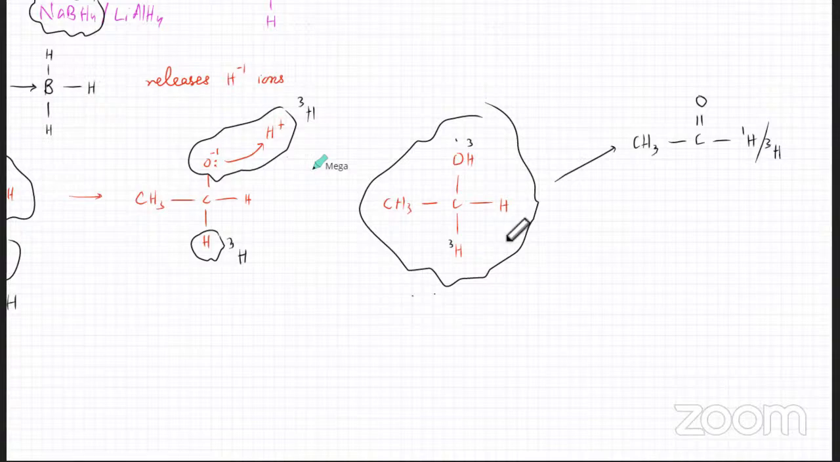And the rest of the thing, that's going to be water that would be formed. So two of the hydrogens are going to be lost. One of them is definitely going to be the 3H over here. So now we're going to try and answer this question.